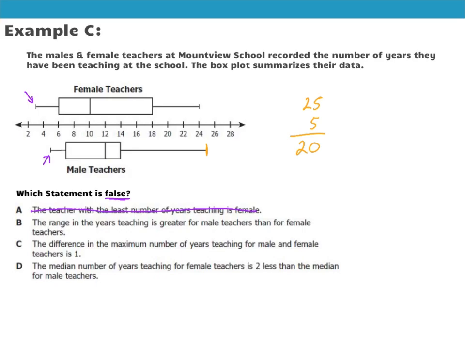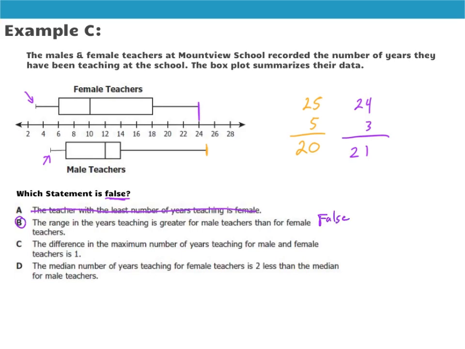Now we need to do the female teachers. So they have a range starting at 24 for their upper extreme. And as we just talked about, their lower extreme is 3. So 24 minus 3 is going to give me 21. So the range in years teaching is greater for male teachers than female teachers. That doesn't appear to be the case because 20 is less than 21, which would make answer B false and the thing that we're looking for.